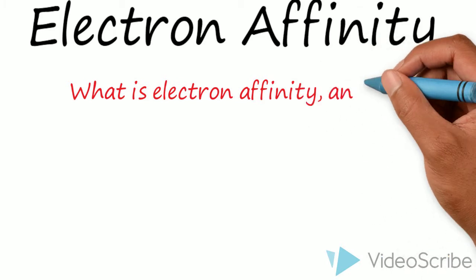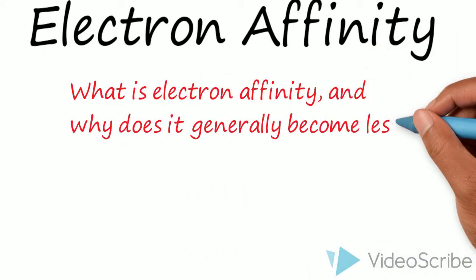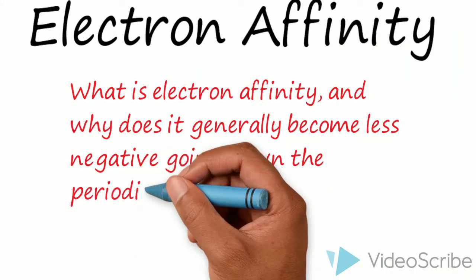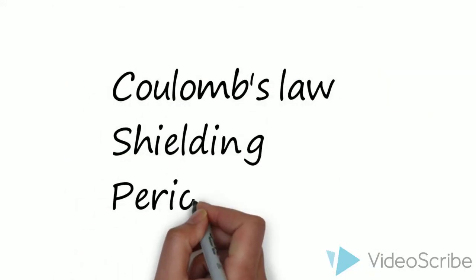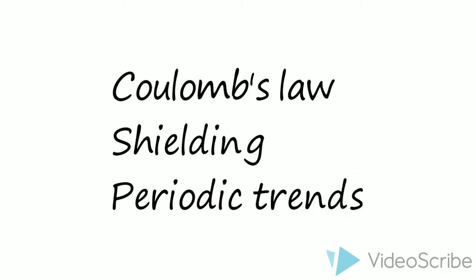Electron affinity. What is electron affinity, and why does it generally become less negative moving down the periodic table? In this video, we'll be talking about Coulomb's law, shielding, and the periodic trends of electron affinity.